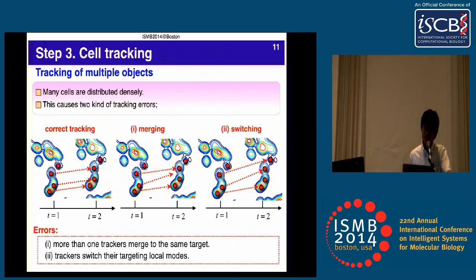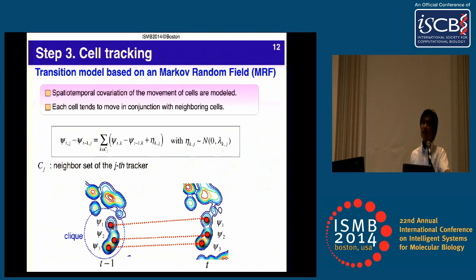To track many objects successfully, it is key to avoid the next two types of tracking errors, namely merging and switching. In the case of correct tracking, trackers transit like this, but in the case of merging, different trackers converge to the same local mode, and in the case of switching, trackers switch their targeting local mode during the tracking. So to prevent trackers from merging and switching, we use the spatiotemporal covariation of the transition of cells.